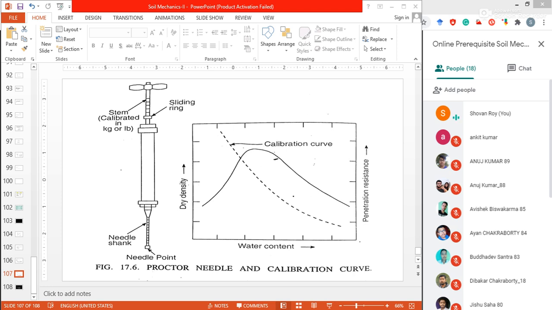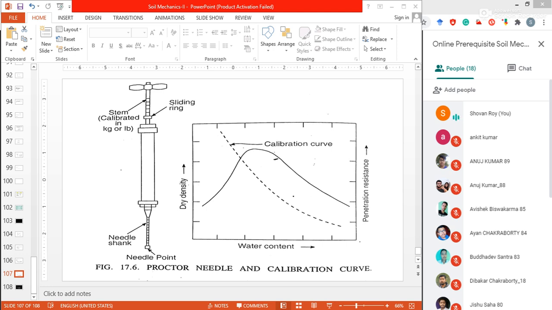So it is necessary, before construction, to compact the soil or soil materials to achieve a very good density before construction. Otherwise, in another way, we can measure the density, unit weight, or the maximum density which the soil can give for a particular area, for a particular location.